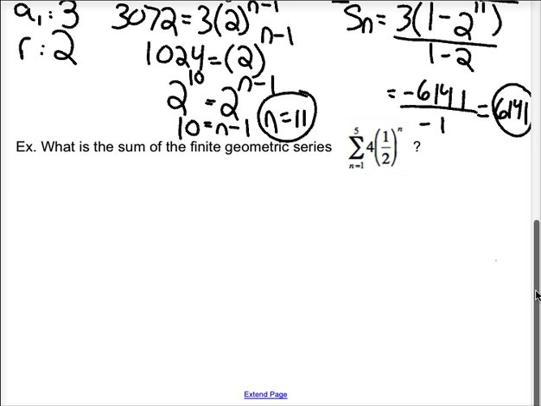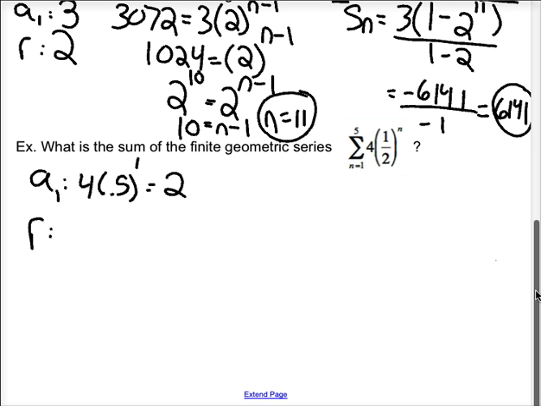All right, so again, the first thing that we need is the first term and the rate. Now, when we're looking at a summation notation, the first term is when you plug 1 into that formula. So 4 times 1/2, which is 0.5, to the first. If you're looking for the first term, just plug 1 in, and you're getting 4 times 1/2, or 2.